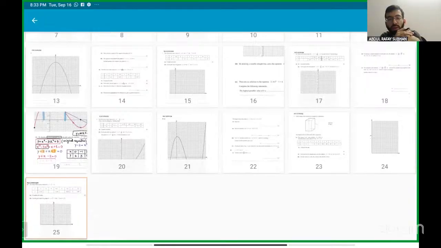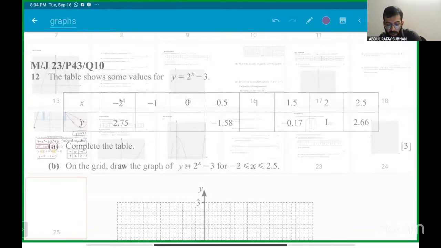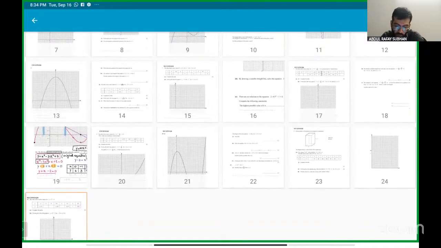Y is equal to 2 power x minus 3 will be called which graph, students? No, it's not a linear one. When we have something in the power, it will always be an exponential graph. 2 power x will make it an exponential graph. That is what the objective is. It's completely okay, those who said linear. We are just at the learning stage. Make sure you are careful about what we are discussing.